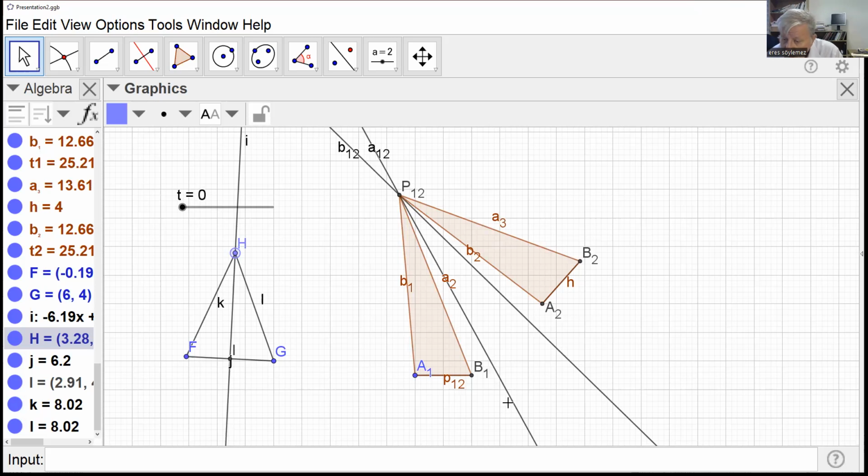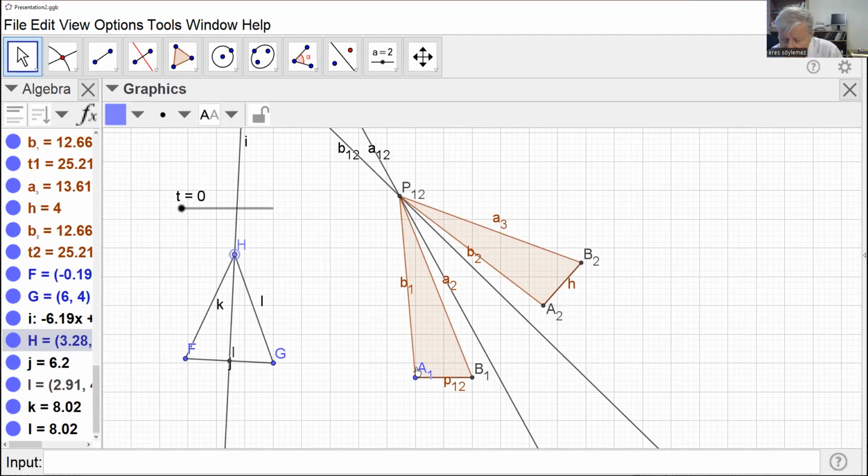Now let us look at the angles. These two triangles are equal because side, side, side. The three sides are equal. Now, let us look at certain things. The angle A1P12B1, I'll call it alpha, is equal to A2P12B2, which is equal to alpha. Reason, these two triangles are the same.